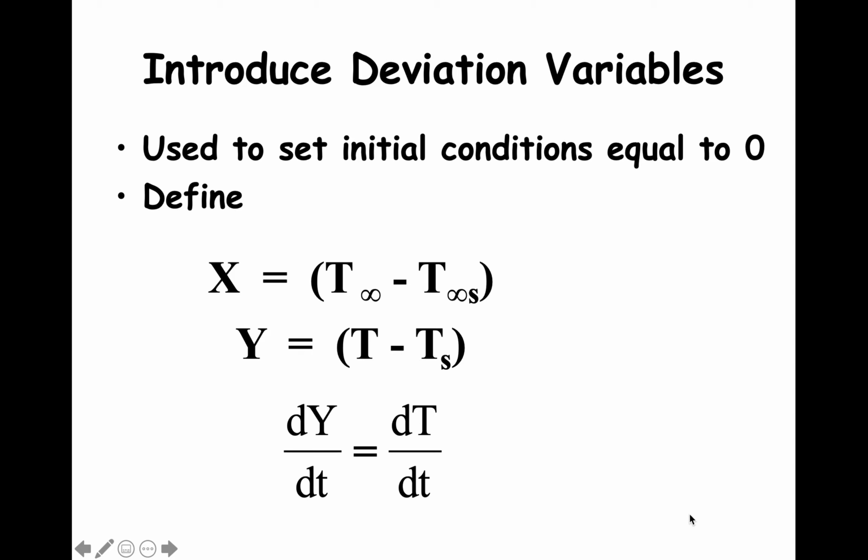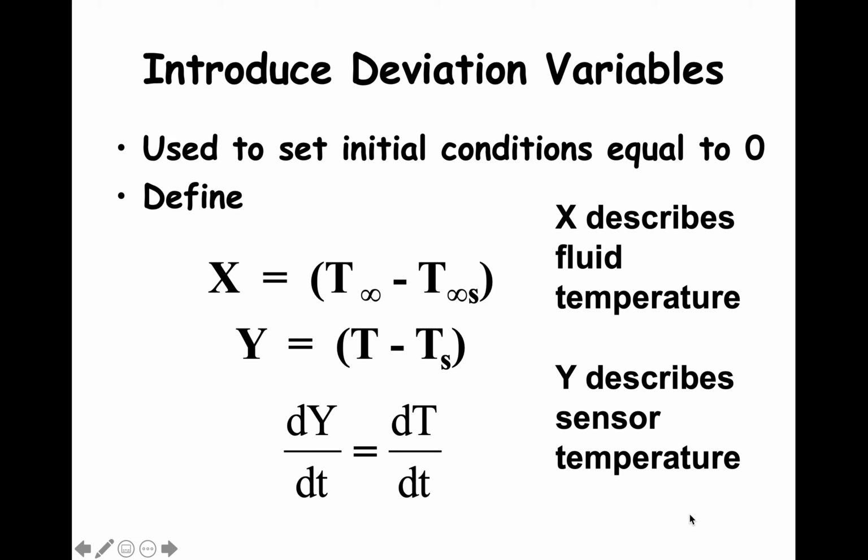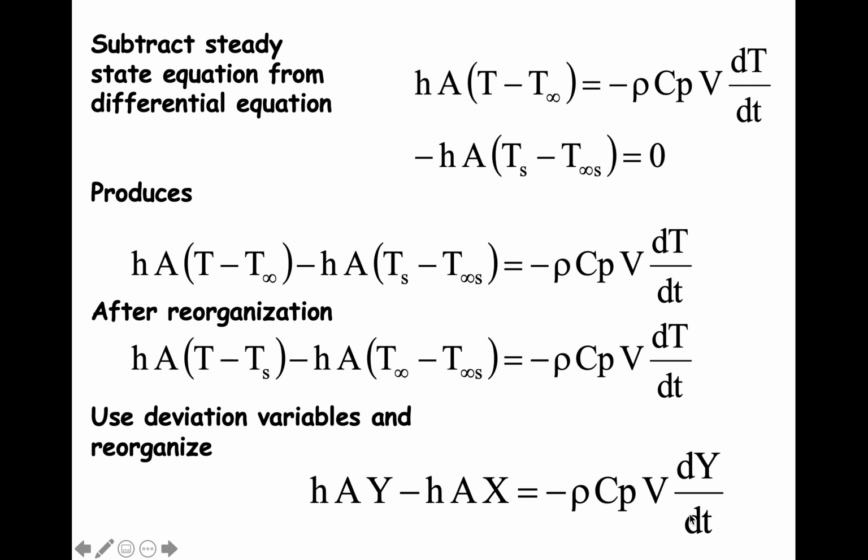We introduce deviation variables x and y. x describes the fluid temperature, and y describes the sensor temperature. We have the derivative term dT/dt, so we need to take the derivative of the y deviation variable, which is dy/dt.